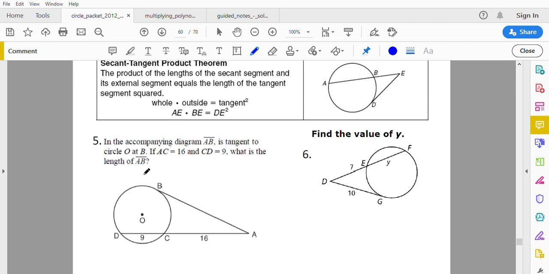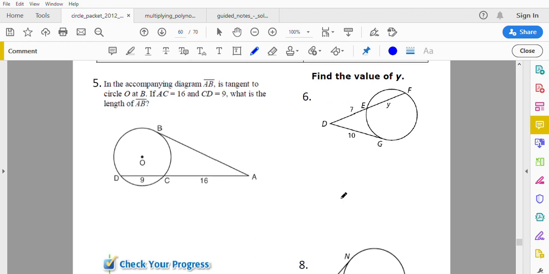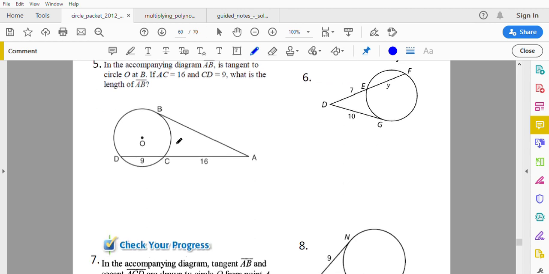Okay, and the last one, AE. So we have a secant and we have a tangent. Again, the whole thing times the outside is equal to the tangent squared, right? So if we're going to multiply the whole thing and the outside, what do we do with the other one? Well, you have to multiply something, and since you only have the one thing, you're going to square it, okay? So again, they said AB is tangent to circle O, so watch that vocabulary word in there, at B.